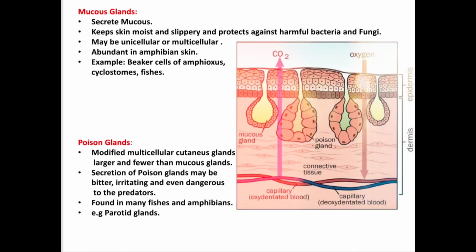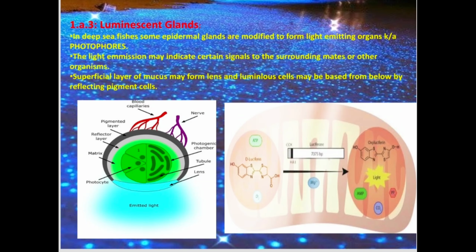Poison glands are also cutaneous glands. They secrete poison. The poison may be bitter, irritating, and even dangerous to the predators. These modified multicellular cutaneous glands are larger, but they are fewer than mucus glands. For example, in case of some amphibians, the poison glands collectively form a mass called parotid glands.